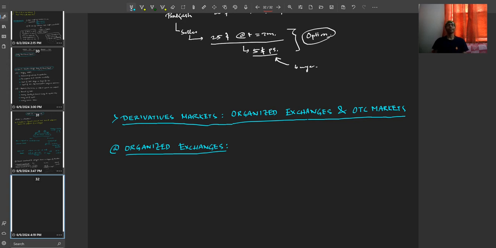So friends, these derivative contracts that buyers and sellers get into, they can do it in markets, and the markets of derivatives are of two kinds. One is the organized exchanges based market, another is the OTC or the over the counter market. So let's discuss what are the similarities and what are the differences between these different kinds of derivative markets.